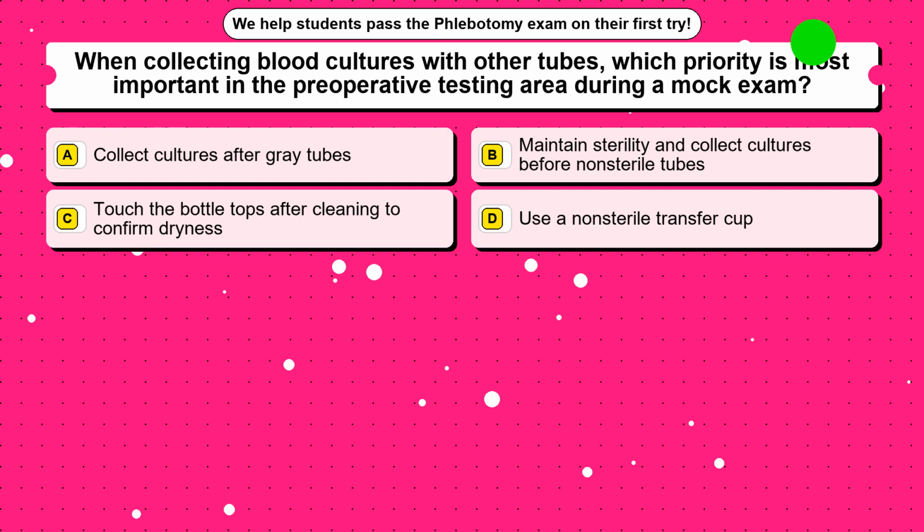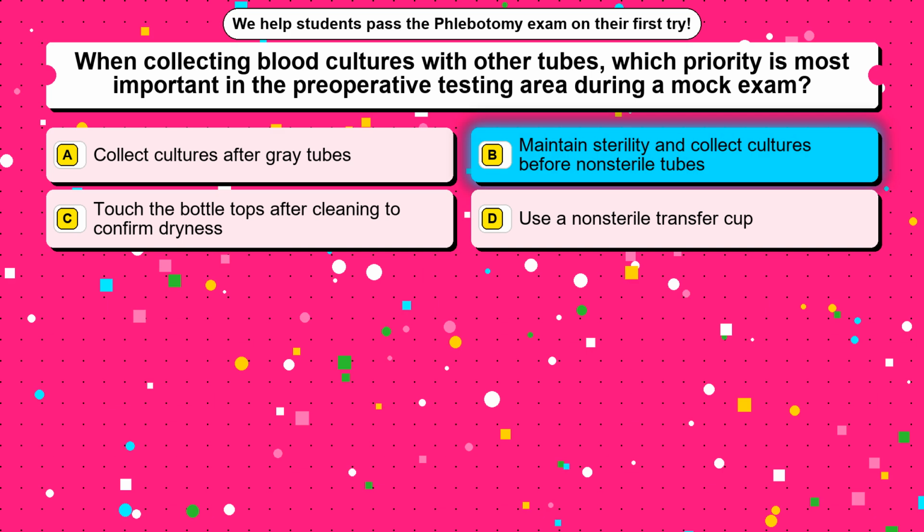Question 73. When collecting blood cultures with other tubes, which priority is most important in the preoperative testing area during a mock exam? Option A. Collect cultures after gray tubes. Option B. Maintain sterility and collect cultures before non-sterile tubes. Option C. Touch the bottle tops after cleaning to confirm dryness. Option D. Use a non-sterile transfer cup.